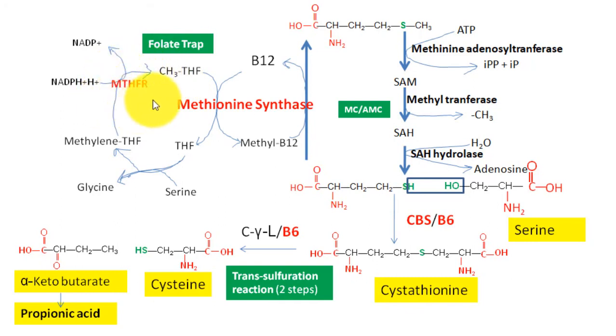If there is deficiency in this enzyme, this methylene will not be reduced to methyl, and if it is not reduced, ultimately methylation will not happen and this reaction will not happen. Because of this, there will not be conversion of homocysteine to methionine, and therefore homocystinuria. And the same here, if there is a problem with vitamin B12 metabolism, then also there will not be conversion of homocysteine into methionine, and then homocystinuria.